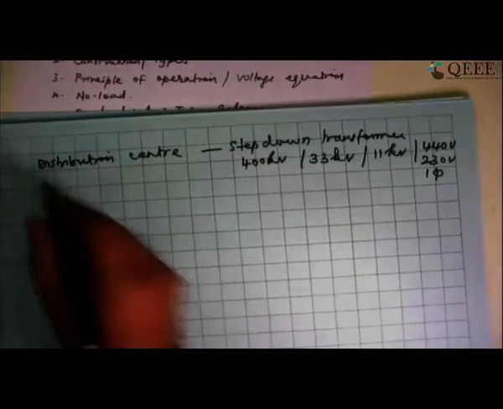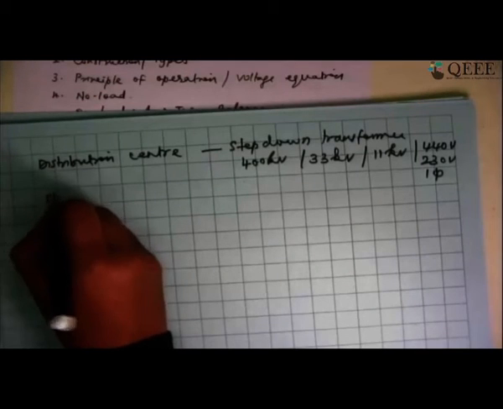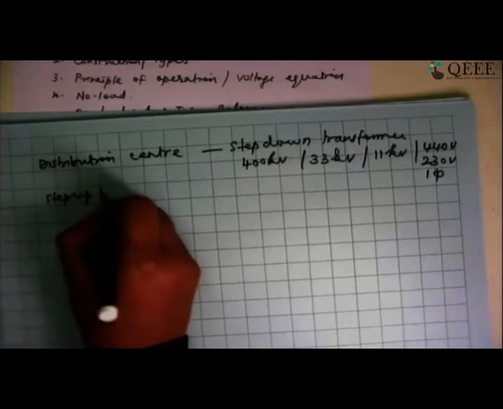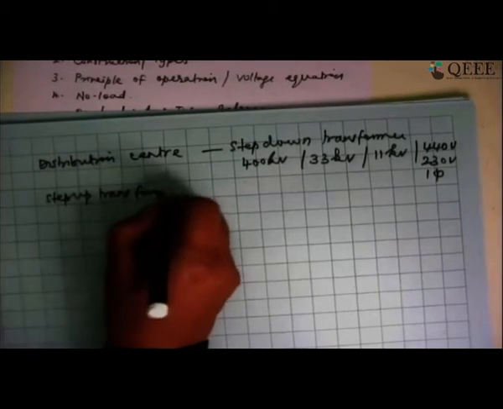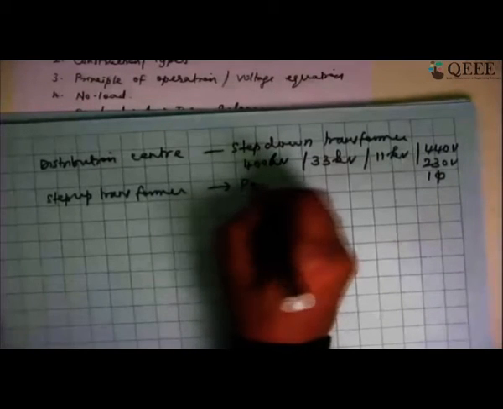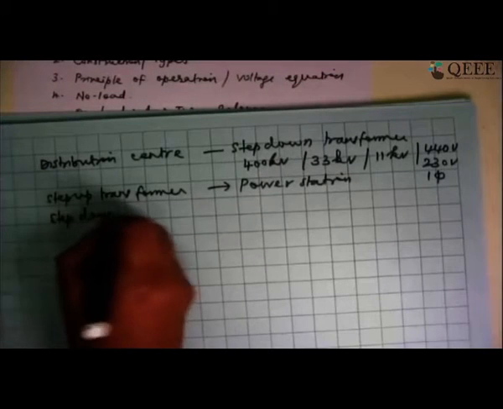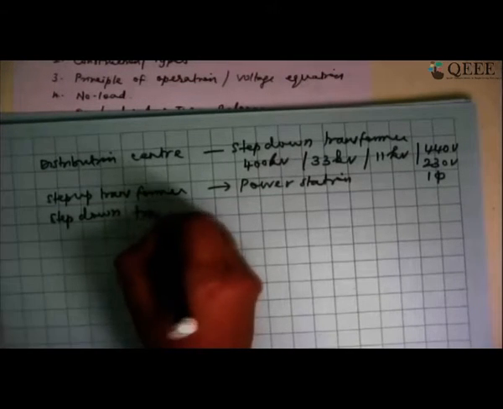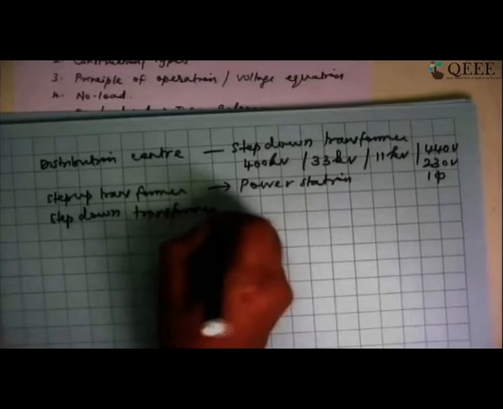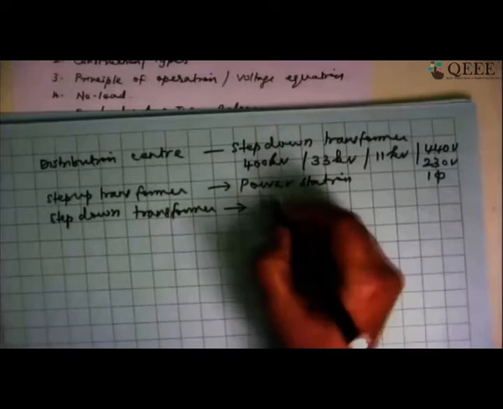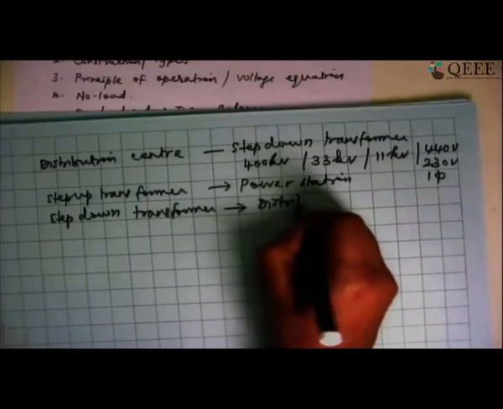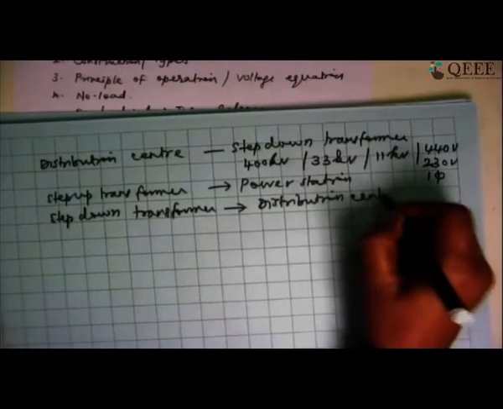So we are going to have again a step down transformer here. So we have essentially a step up transformer in the power station and a step down transformer at the distribution level. All these things will be working at 50 Hertz. They will not work at any high frequency. So essentially all these are 50 Hertz transformers.